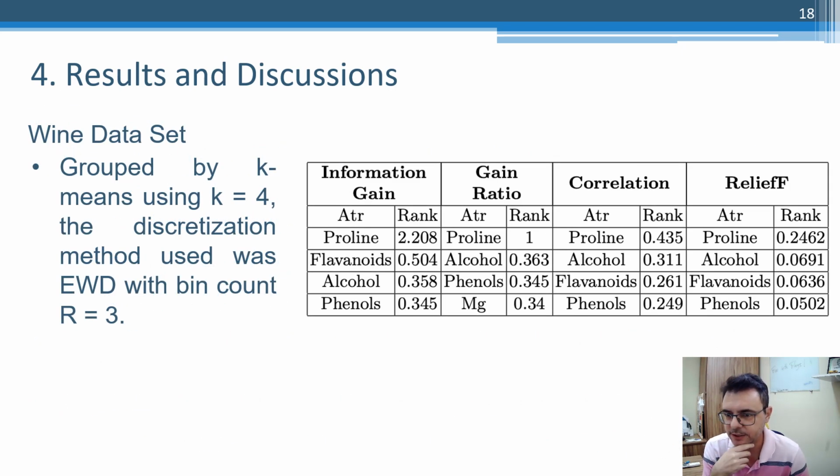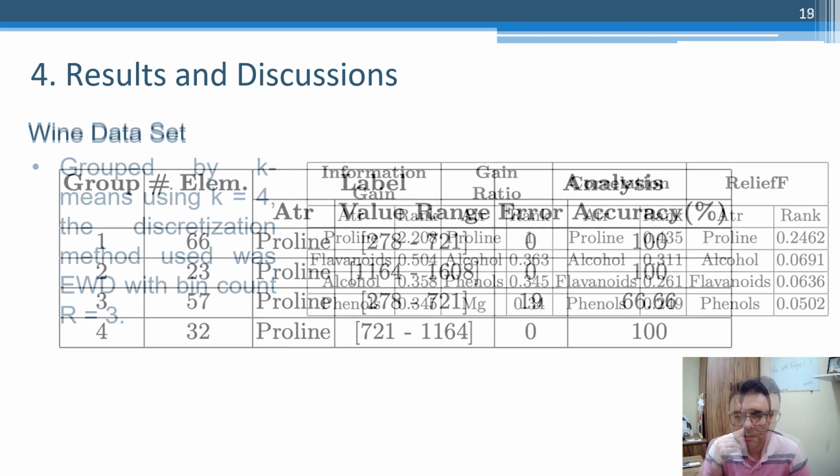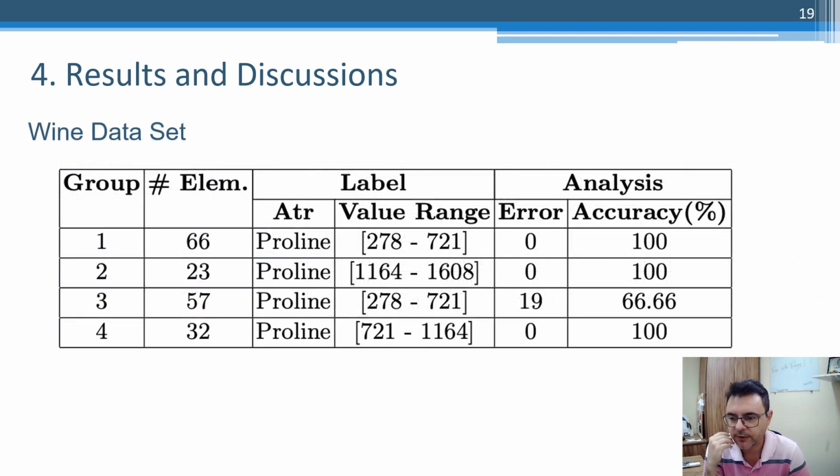For the wine dataset, we can see these filters ranking with the 4 most valued attributes. We have 13 attributes, others not shown in this table. We group by k-means using k equal to 4 groups, and use EDD with bin count r equal to 3 bins for the value range of each attribute. This table shows the final label and the accuracy, and we have the most valued attributes for the best results with the filters: proline with these ranges.